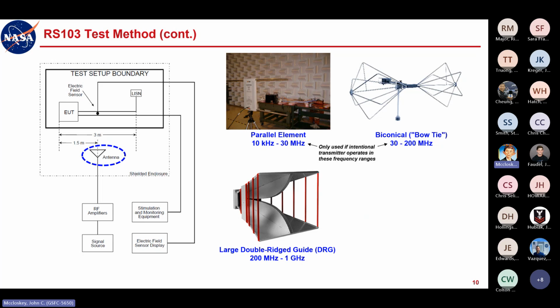So moving right along, above 200 megahertz, from 200 megahertz to 1 gig, we use the large double ridge guide horn antenna. And then above 1 gigahertz, we use the small DRG horn. So I'm just going to call them DRG from now on, but double ridge guide horn is what that stands for. And you see the basic construction is pretty similar.